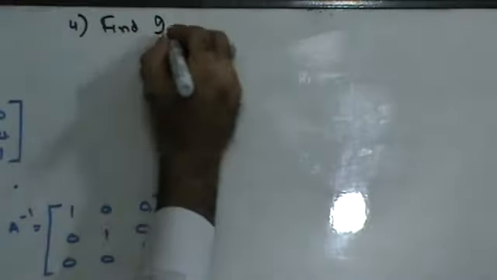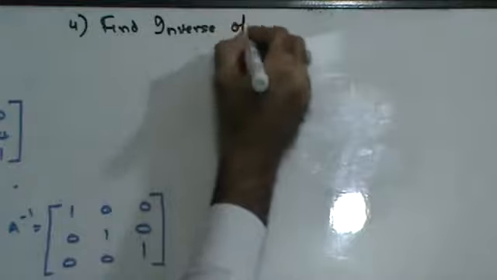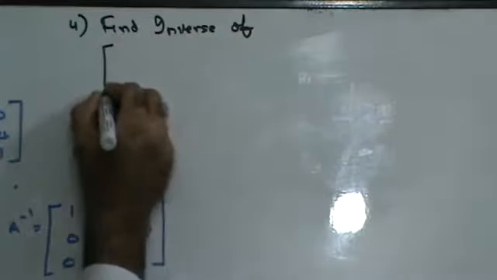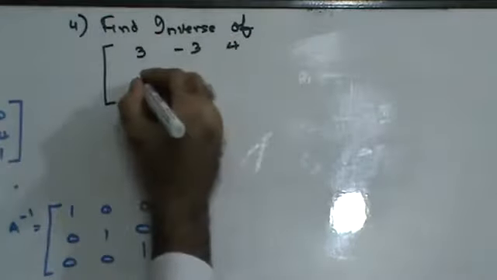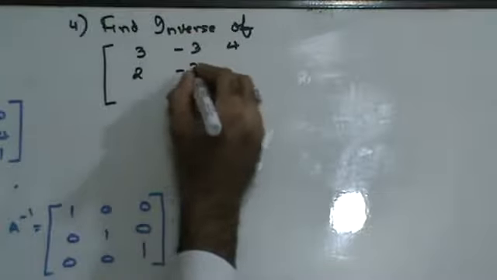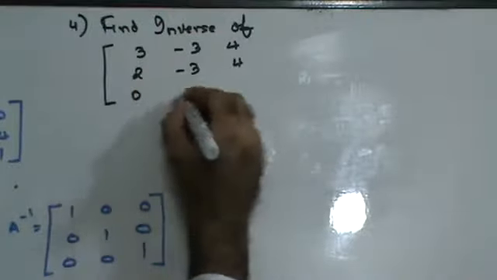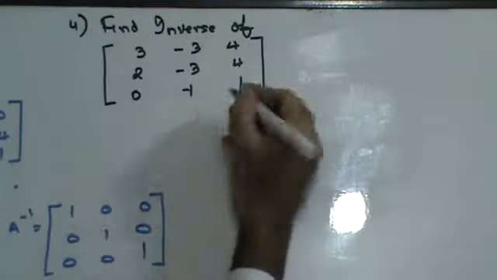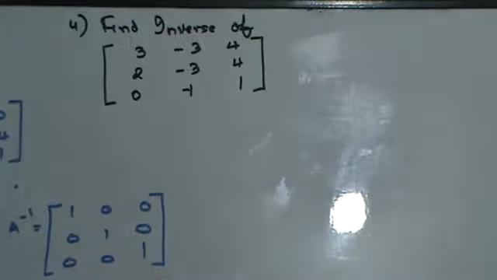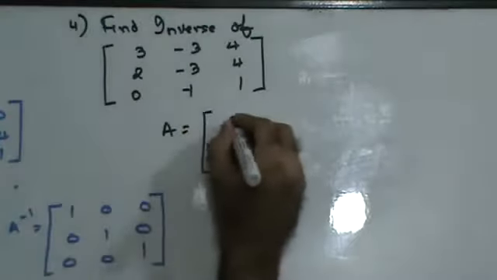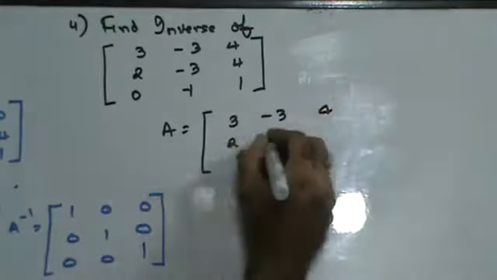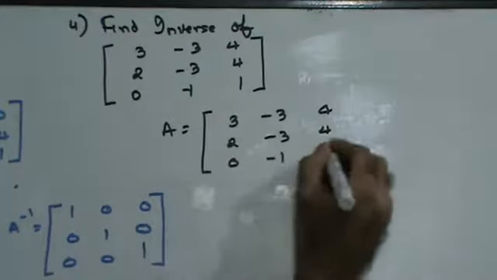Find the inverse of the matrix 3 minus 3, 4; 2 minus 3, 4; 0 minus 1, 1. Now let's see this. Same method, guys. Repetition of method. You can do the sum with me. Let us assume that A is 3 minus 3, 4; 2 minus 3, 4; 0 minus 1, 1.